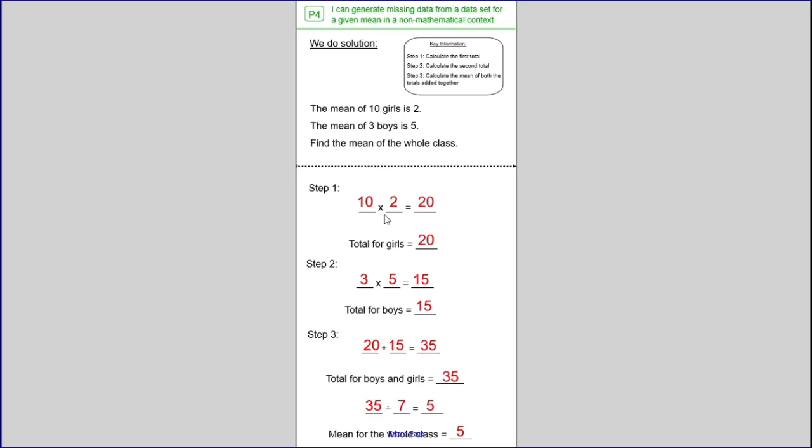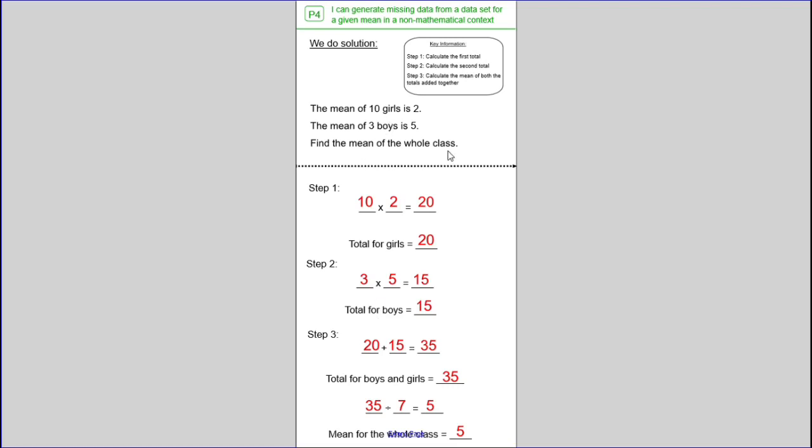So as you can see, we need to do 10 times 2 equals 20 to get the total. The reason why is that there are 10 girls in the classroom and the mean is equal to 2. So 10 times 2 gives us 20. That means we can write down the total for the girls is equal to 20. We've got a total number of 3 boys here, and we can see that the mean is equal to 5. So we need to multiply these two together. So we need to do 3 times 5, which gives us 15. The total number of boys is therefore equal to 15.